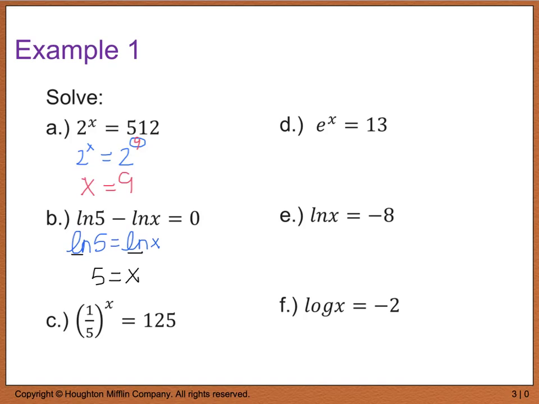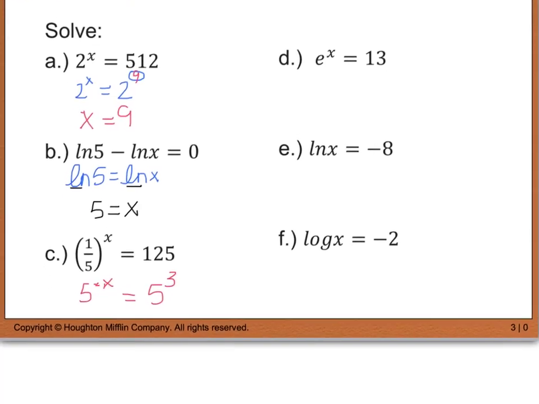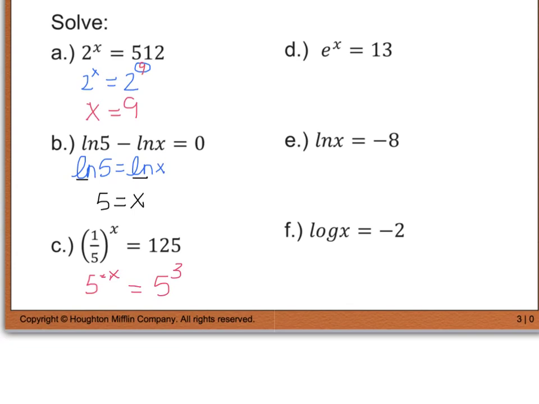For part C, I have 1/5 to the power of x equals 125. I can rewrite this 1/5 as 5 to the negative x, and I can rewrite 125 as 5 to the third. So now this is going to give me negative x equals 3, or x equals negative 3.